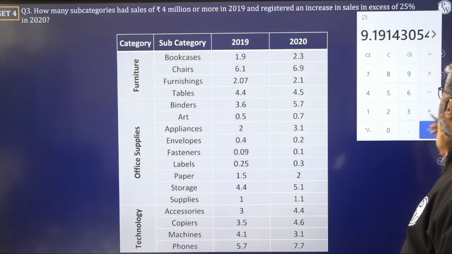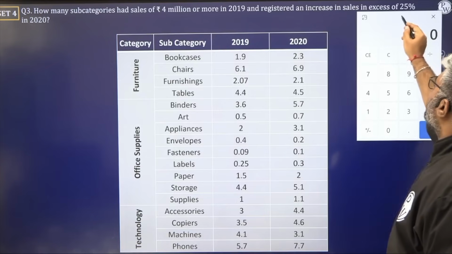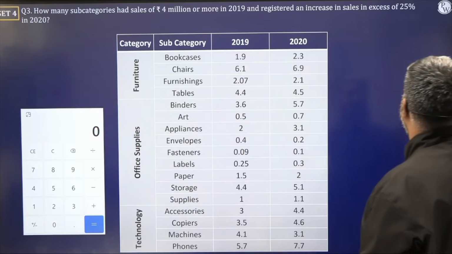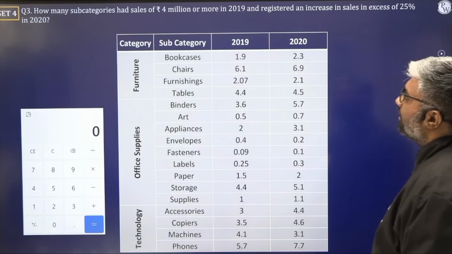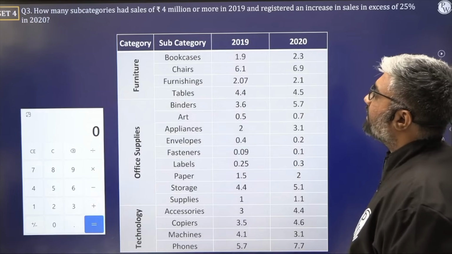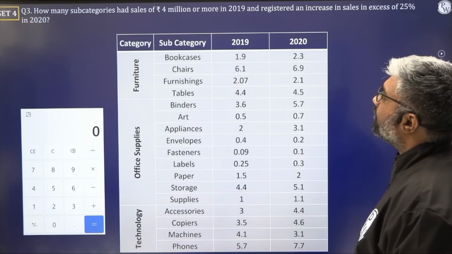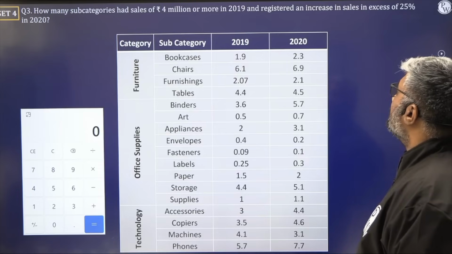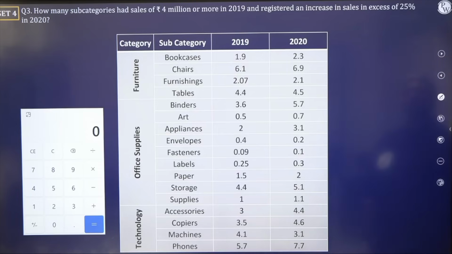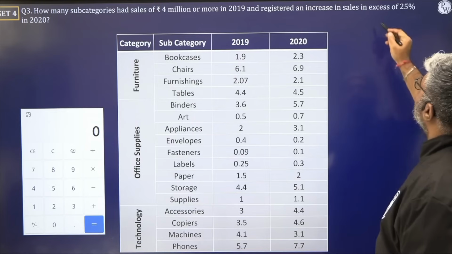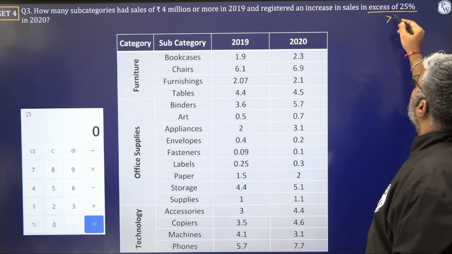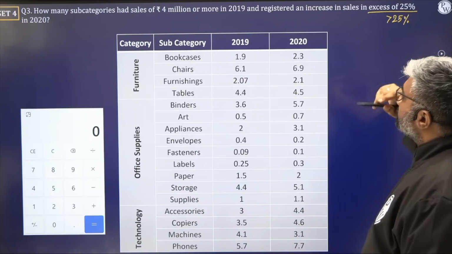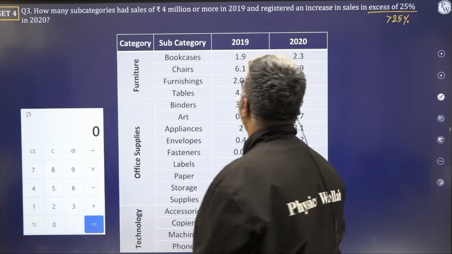Question 3. Now I'm going on because I've decided to solve this. वरना फिर I don't even like solving a set like this, है ना? Let's go. How many subcategories had sales of 4 million or more in 2019 and registered an increase in sales in excess of 25%? Excess means greater than, है ना?